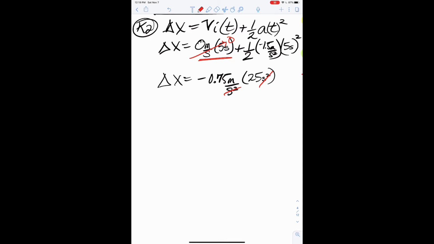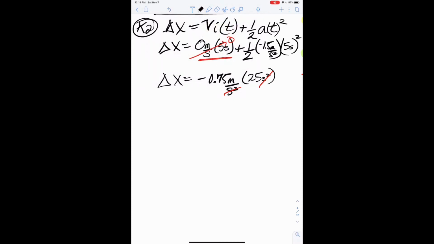25 times 0.75. I don't know what that is. What's 3/4 of 25? Ooh, it should be about what? Half is 12.5, so about 12.5 plus another 6 is 18.5 plus, 18.75 maybe. All right, let's see. I'll just type it in the calculator. Yeah, 18.75.